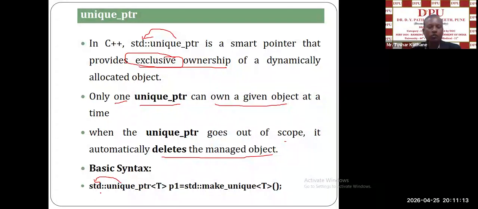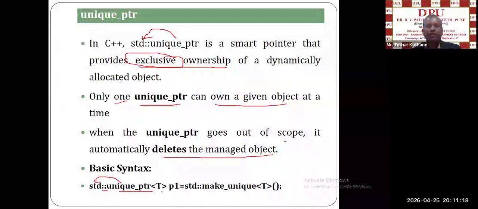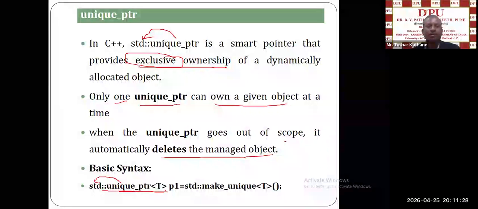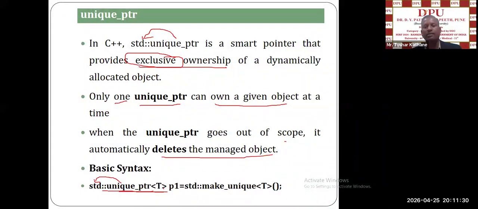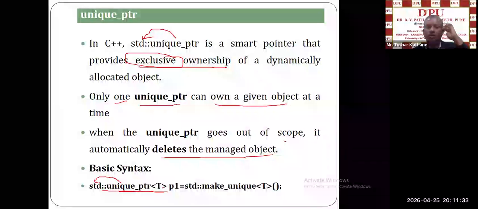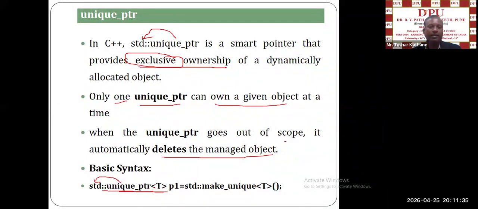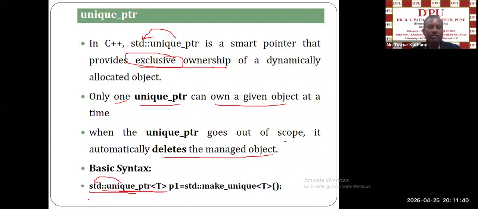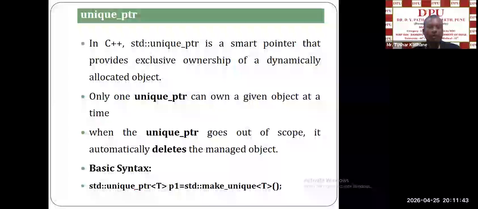std, the scope resolution operator, then unique_ptr, followed by the type of that unique pointer. Basically, this complete syntax is the syntax of your class template. We have already learned the class template and function template. Just revise that once, then you will know that this is the syntax of your class template. So here, to create the unique pointer, first we have to use std, after that the scope resolution operator, then the type of that pointer and the name of that pointer.